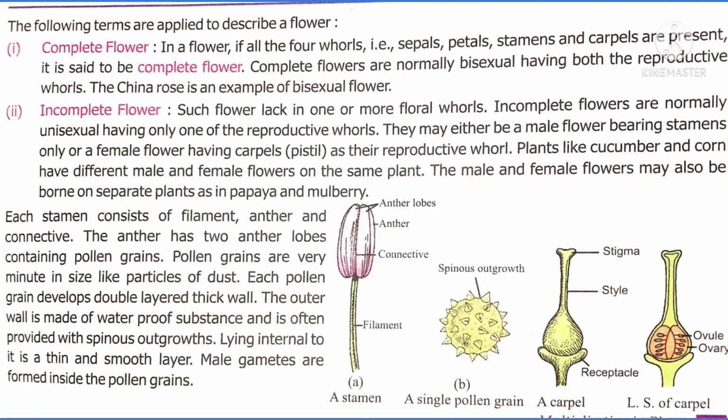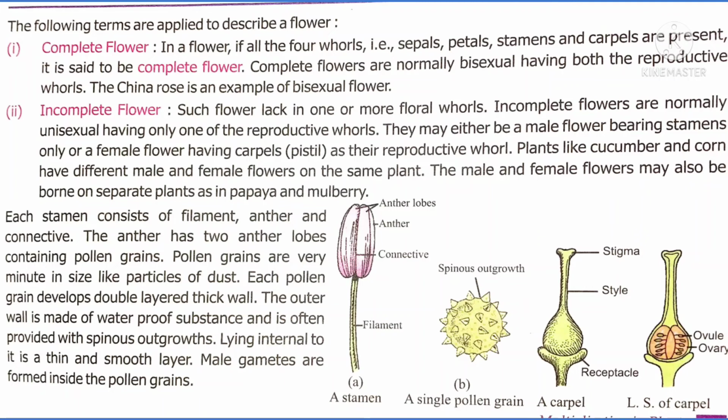In a complete flower, all four parts are present in a single flower, whereas in an incomplete flower, only one reproductive part will be there along with the other parts of the flower. So an incomplete flower is called a unisexual flower because it has either a stamen or a carpel. Cucumber and corn plants have separate male and female flowers on the same plant. But in papaya and mulberry, the male and female flowers may be borne on separate plants.